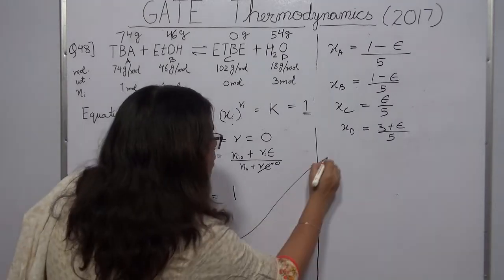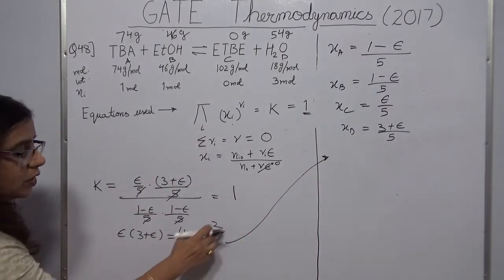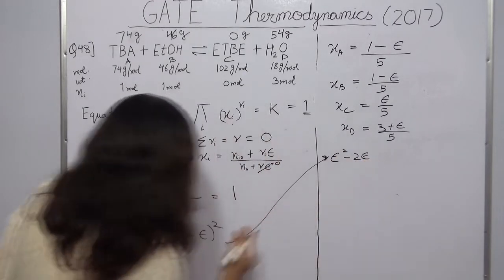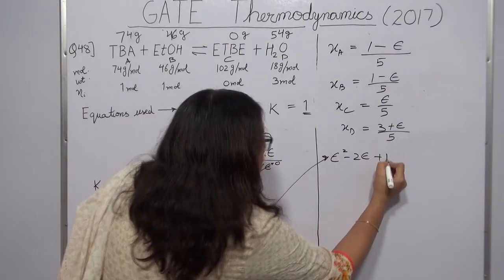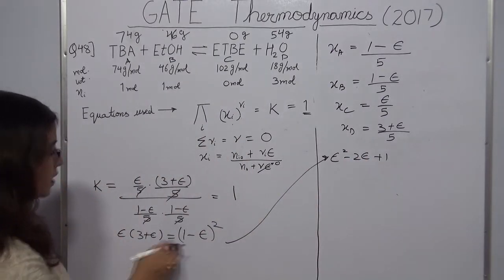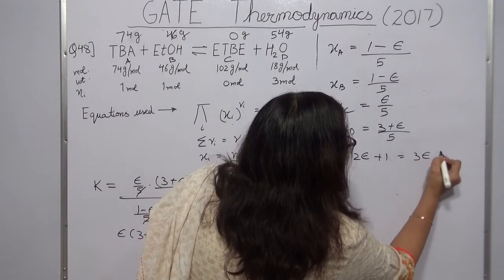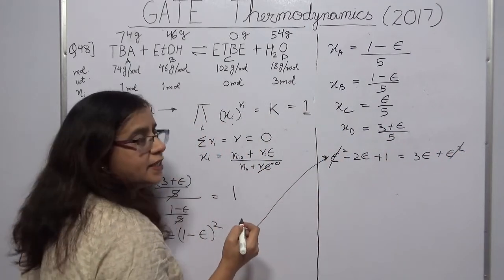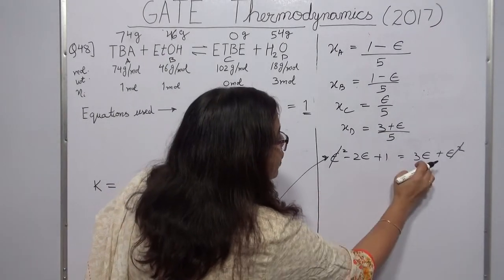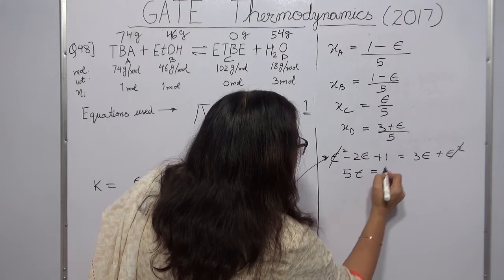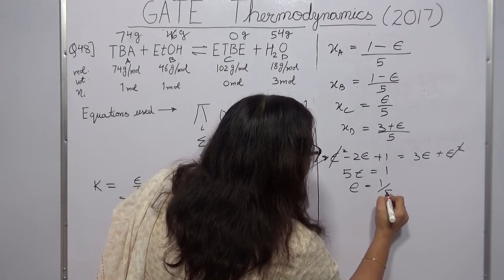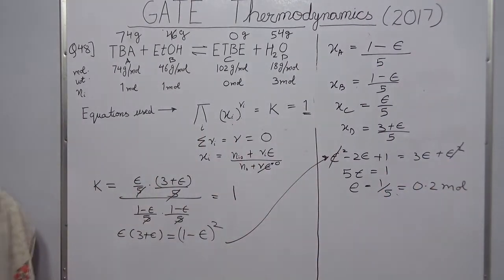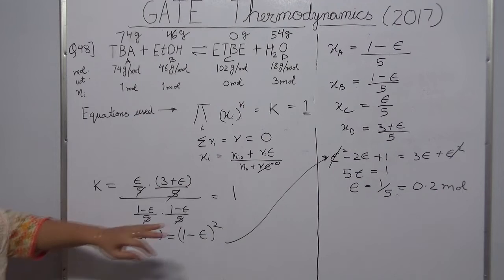Now let's solve this equation. 1 minus epsilon whole square, I will open this bracket, so it's epsilon square minus 2 epsilon plus 1, that is equal to 3 epsilon plus epsilon square. Now epsilon square will cancel from both sides, LHS and RHS, and if I take the terms over here, it will be 5 epsilon is equal to 1, or epsilon is equal to 1 by 5, that is equal to 0.2 moles. Okay, so it was very simple. You got your extent of reaction.